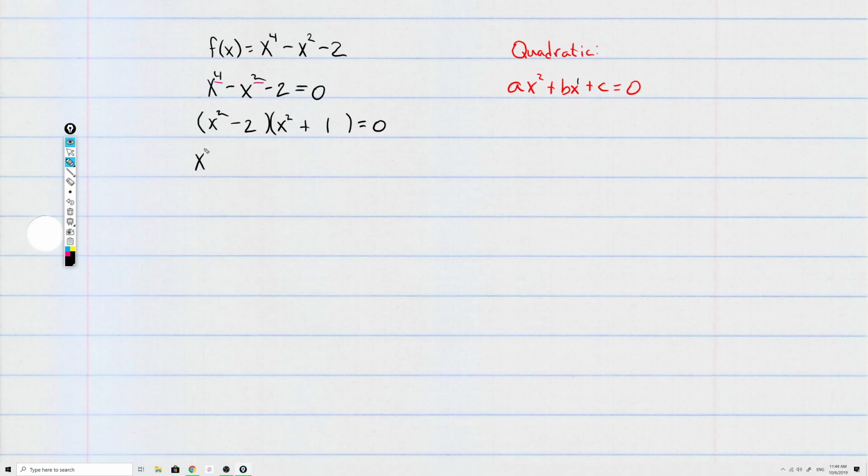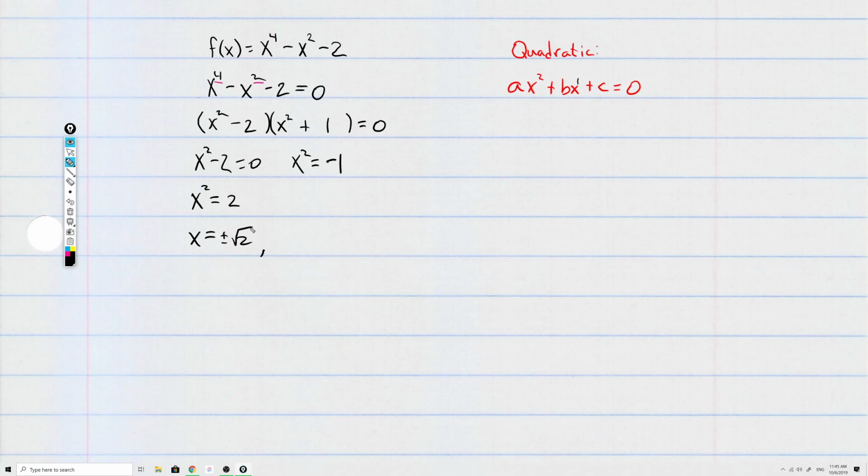So now, if you set each factor equal to 0, and solve these two equations. Oh, sorry, I skipped a step on this one. I went ahead and moved the one to the other side, which is what you do. That's what we do here. Move the 2 to the other side, take the square root on both sides, and you get plus or minus the square root of 2. That's 2 of your zeros.